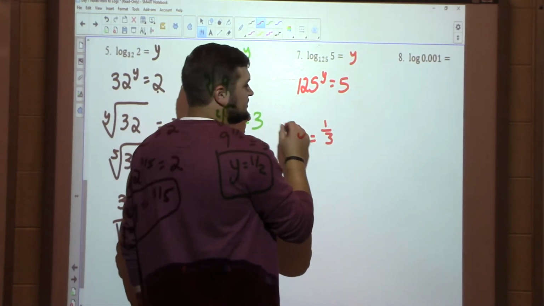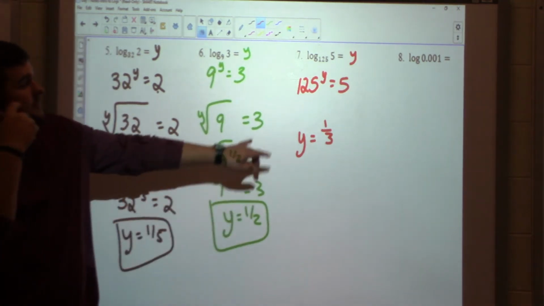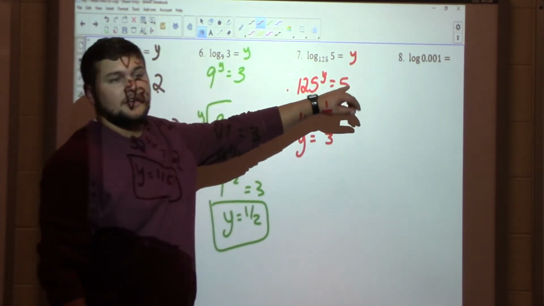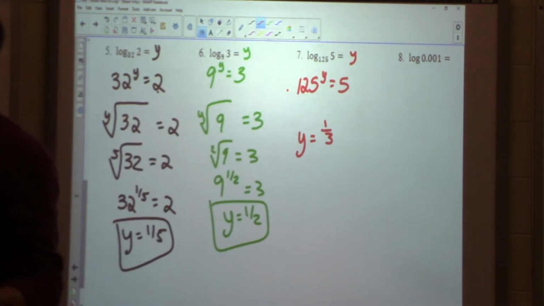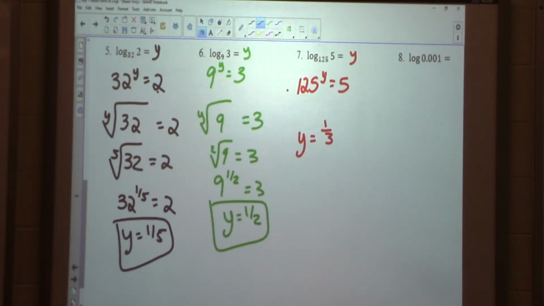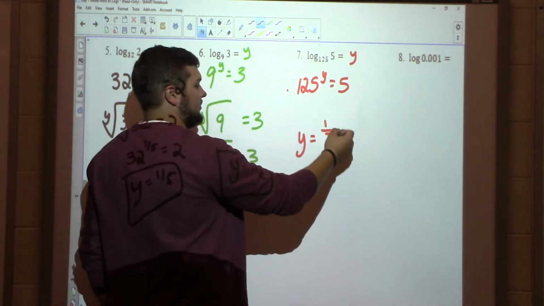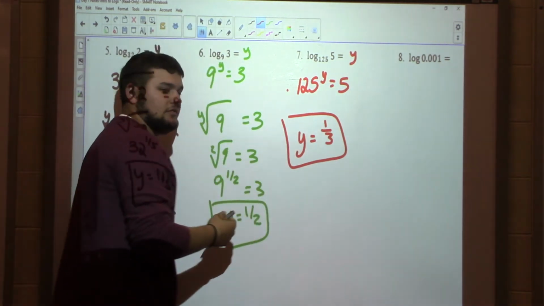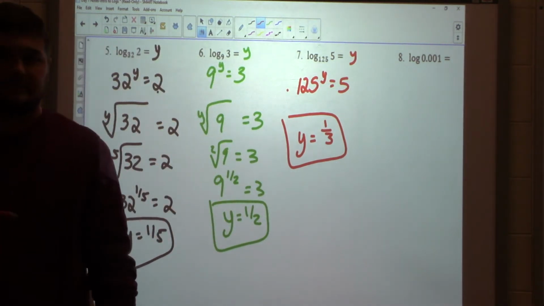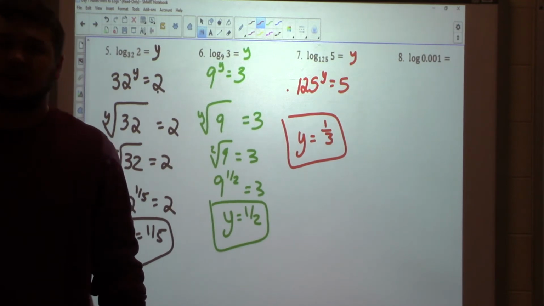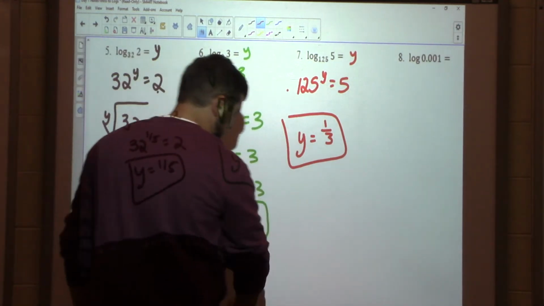1/3. Good. So you think about it: I know my base is bigger than my answer, so it's going to have to be a fraction. Well, 5 to what power is 125? 3. So I know 125 to the 1/3 would equal 5. Does that make sense? Yes.